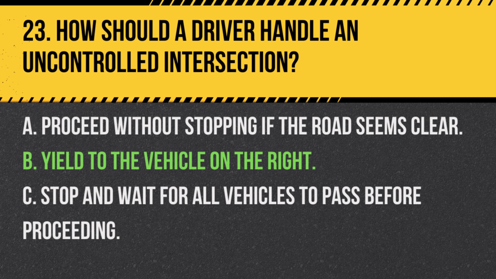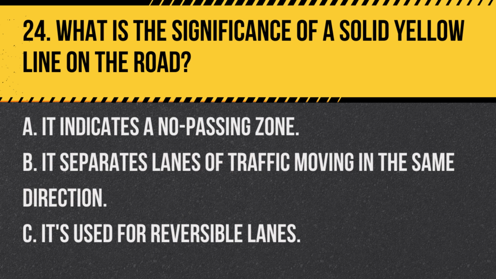Answer: B. Yield to the vehicle on the right. This rule helps manage traffic safely at uncontrolled intersections. Question 24. What is the significance of a solid yellow line on the road?